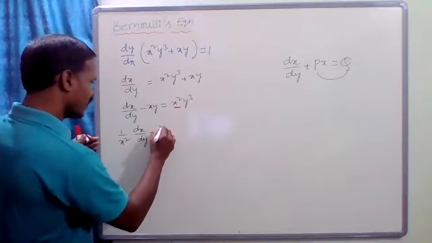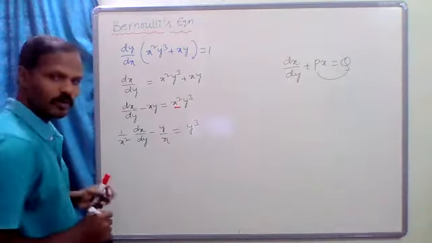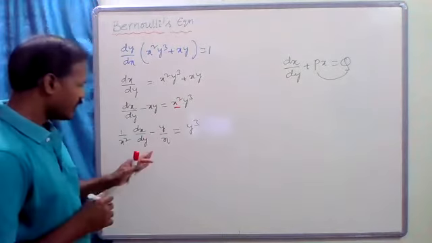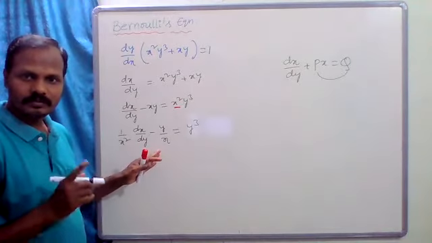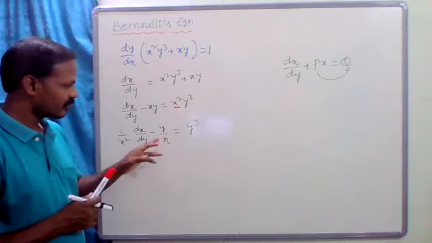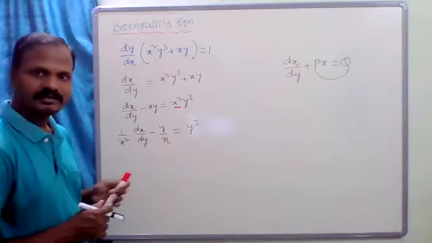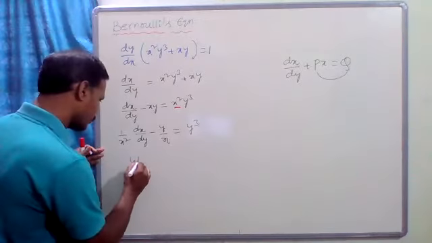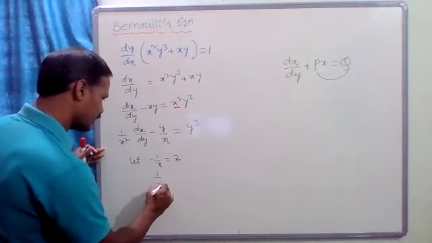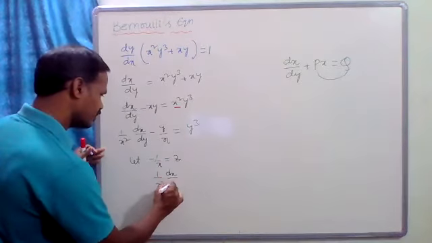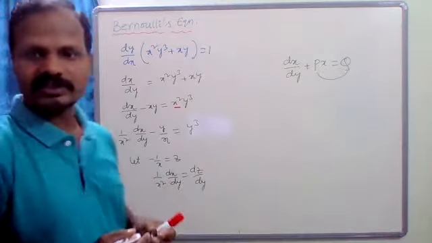Then this is 1 by x square dx by dy minus y by x equals y cube. Now what do we have to do? Here we have to take the coefficient of y, since y is p here, as z. So let minus 1 by x equal z. Then 1 by x square dx by dy equals dz by dy. Don't be confused.